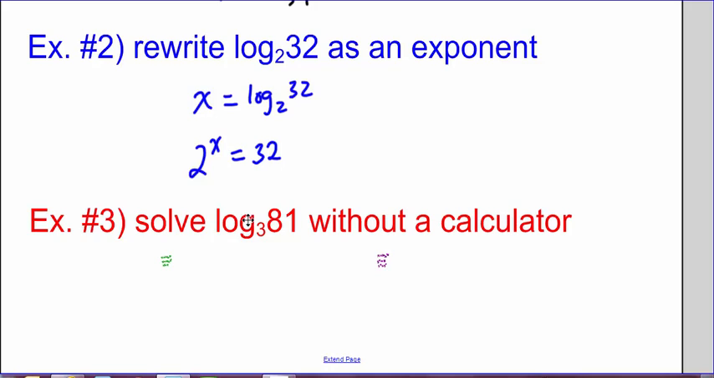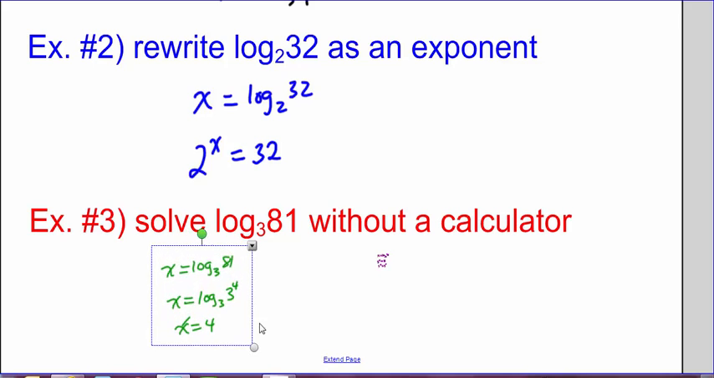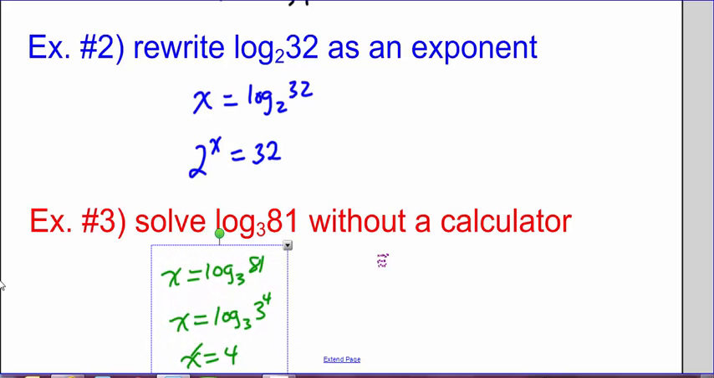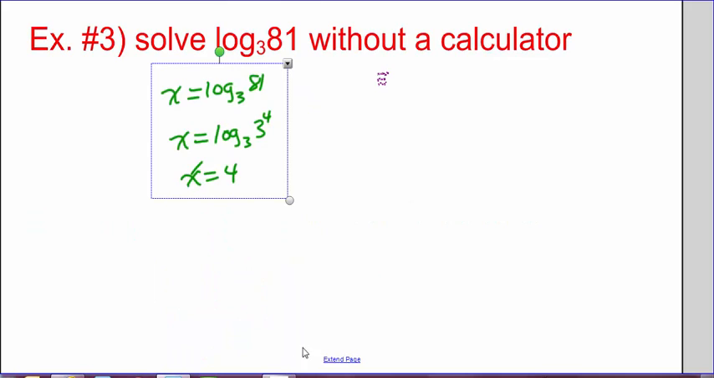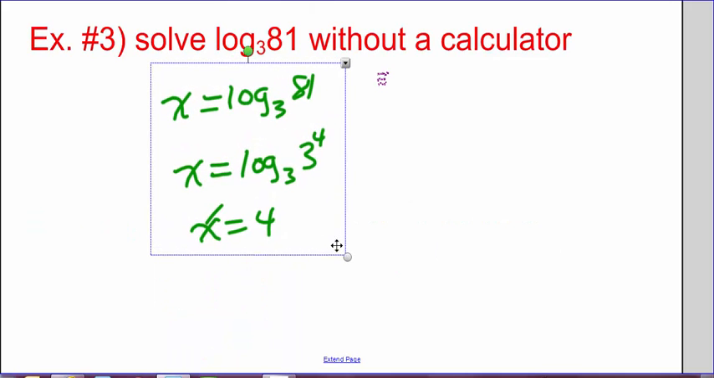So solve log base 3 of 81. And we would basically have two options here. One is to write the question as a logarithm and think of it as a logarithm. X is equal to, the exponent is equal to this.